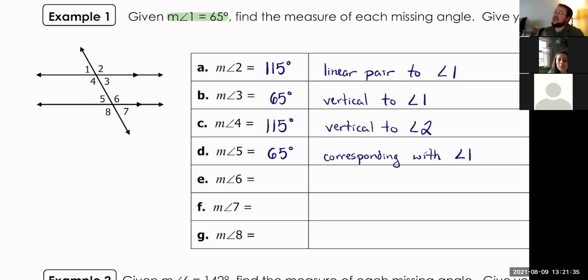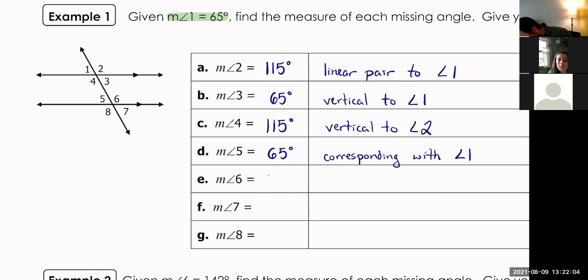But the more angles we find, the more ways we can defend our answer. There's actually a third one. Angles 5 and 3 are alternate interior angles. Alternate interior angles are always congruent, so angles 3 and 5 should be the same. So that's three very quick ways to defend why we get 65 degrees. What about angle 6?